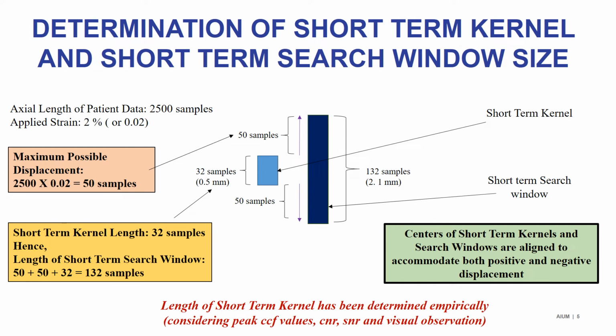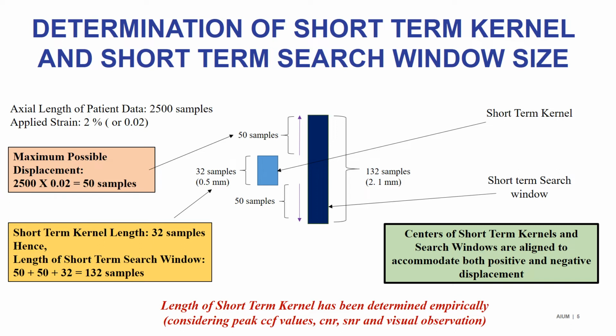We have selected the desired length of short-term kernels as 32 sample points or 0.5 mm long axially. The size of the short-term kernels was determined using an empirical analysis. We tried out different combinations and based on factors such as the maximum value of the cross-correlation function, contrast-to-noise ratio, signal-to-noise ratio, and also based on visual observation, the size with the best output was considered.